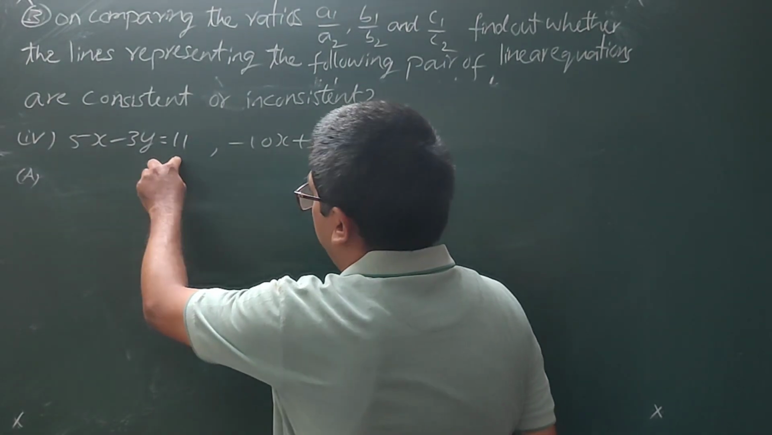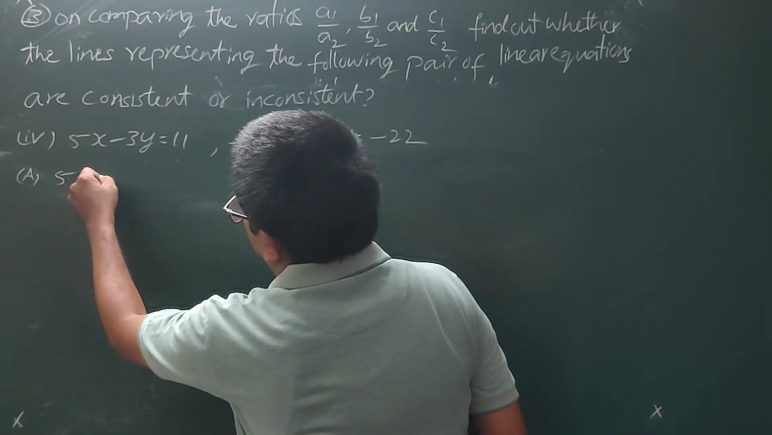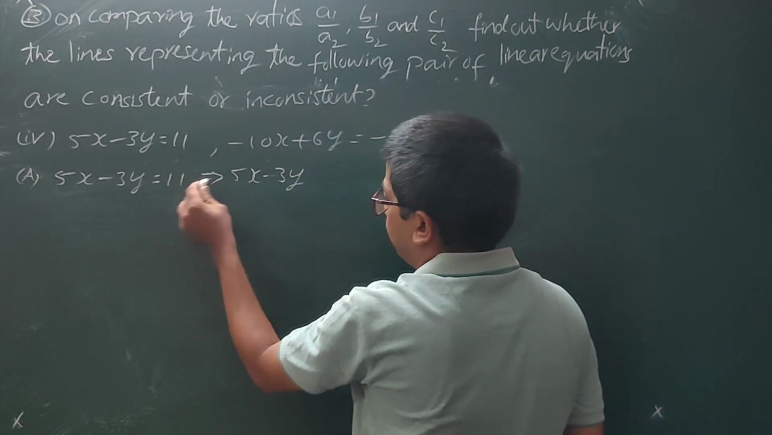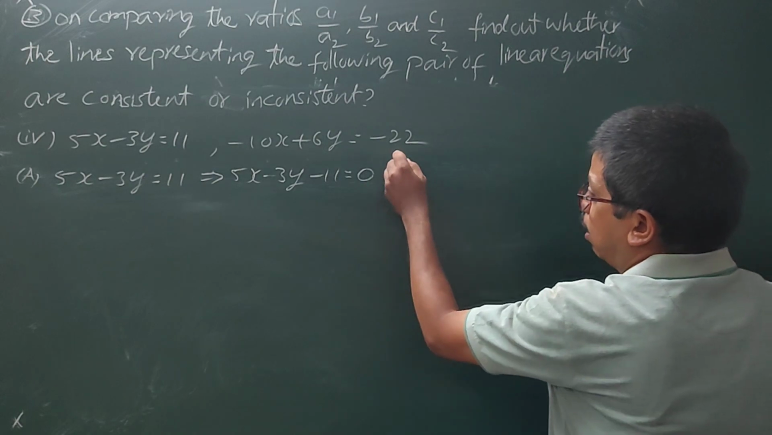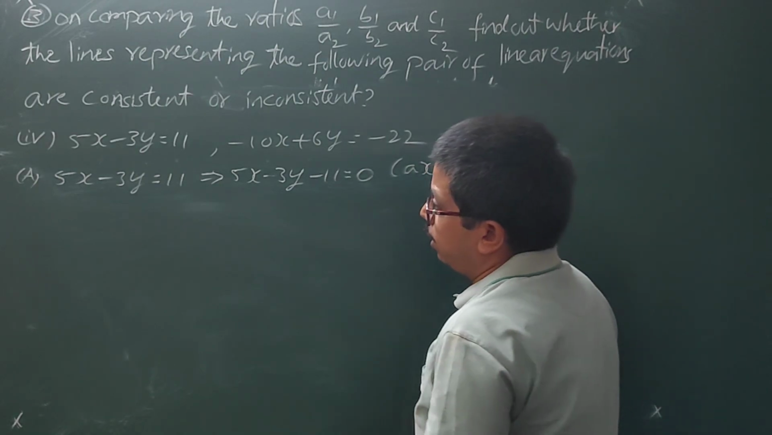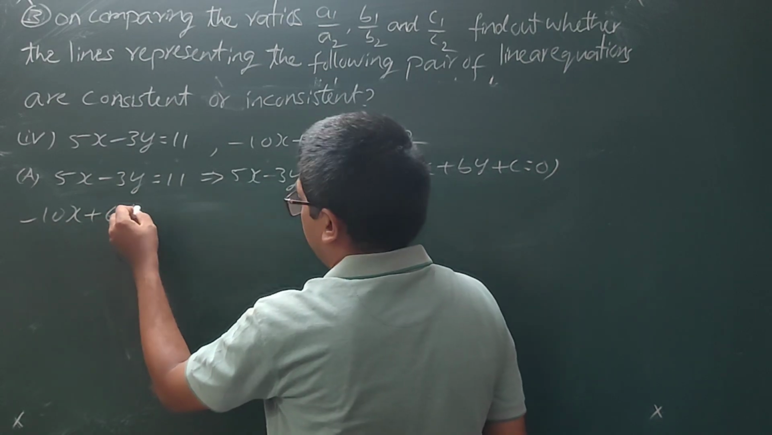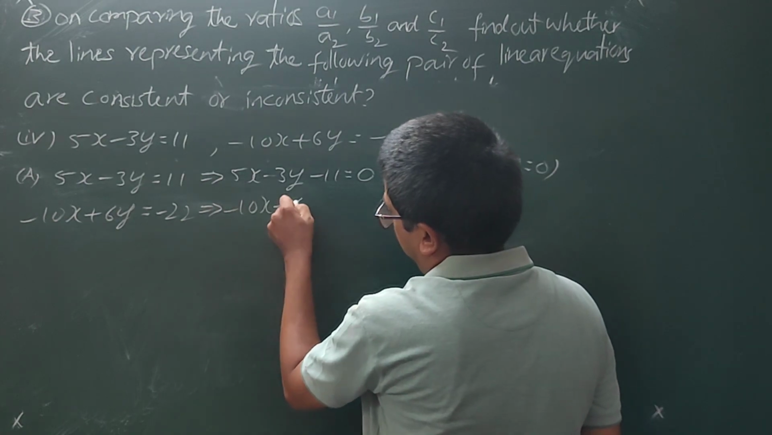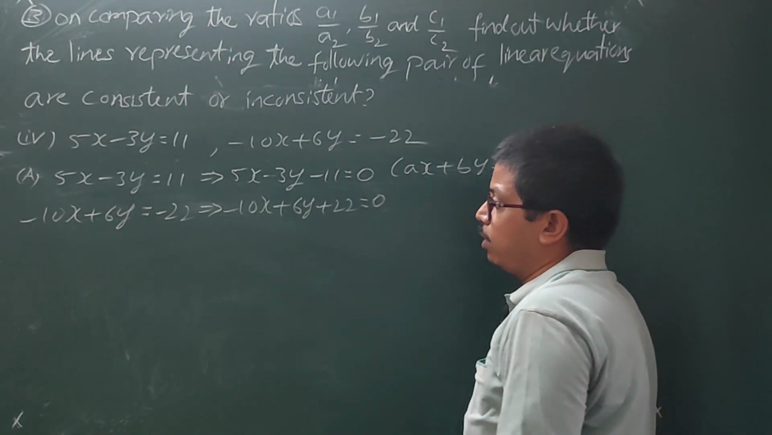Fourth one, 5x minus 3y equal to 11 and minus 10x plus 6y equal to minus 22. So 5x minus 3y equal to 11 becomes 5x minus 3y minus 11 equal to 0 in standard form, Ax plus By plus C equal to 0, and minus 10x plus 6y equal to minus 22 becomes minus 10x plus 6y plus 22 equal to 0 in standard form.